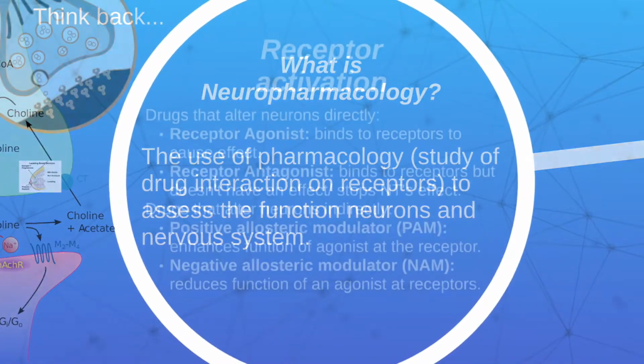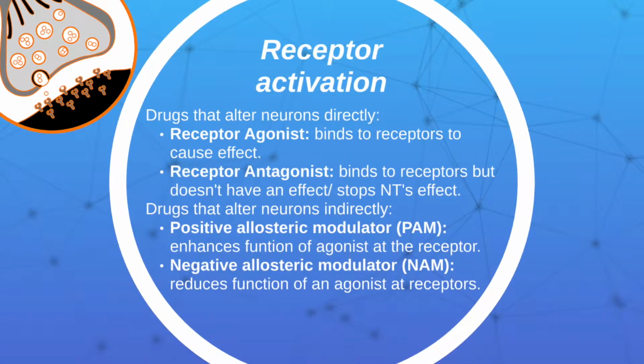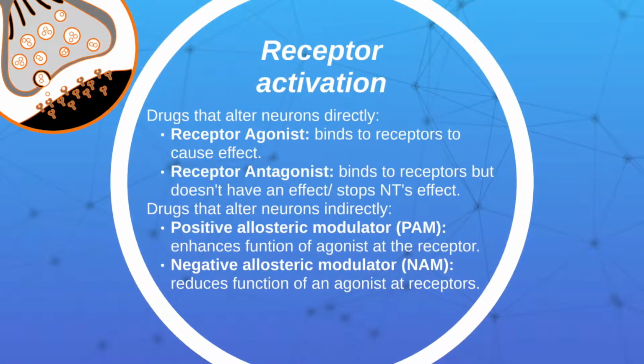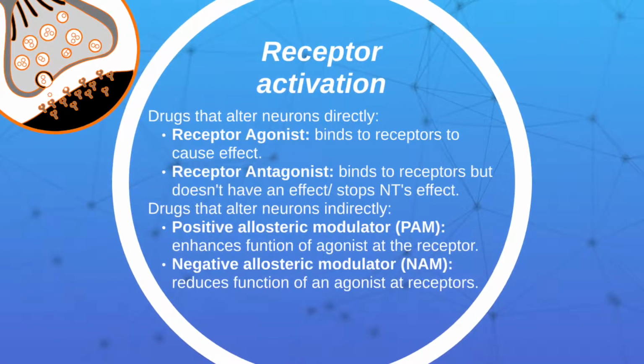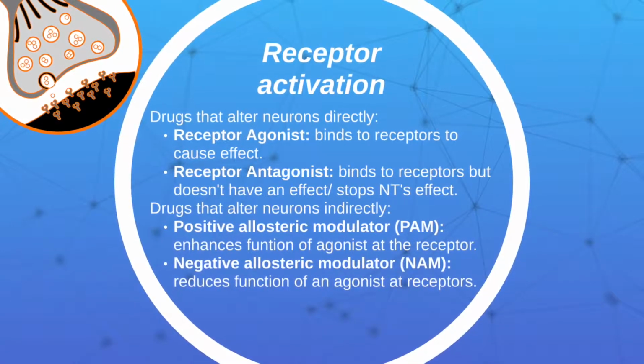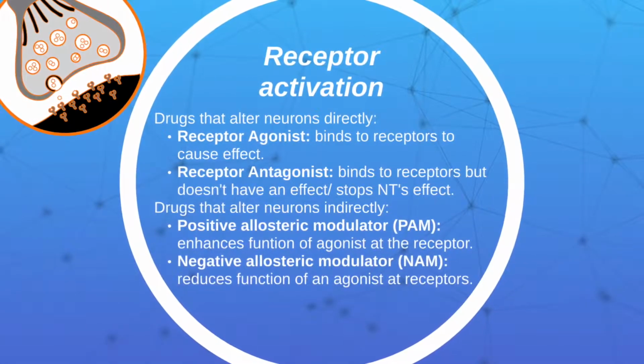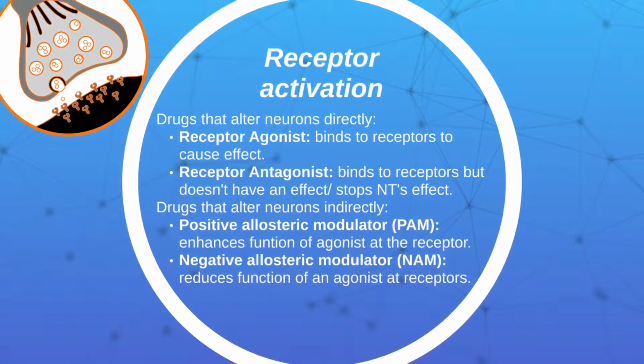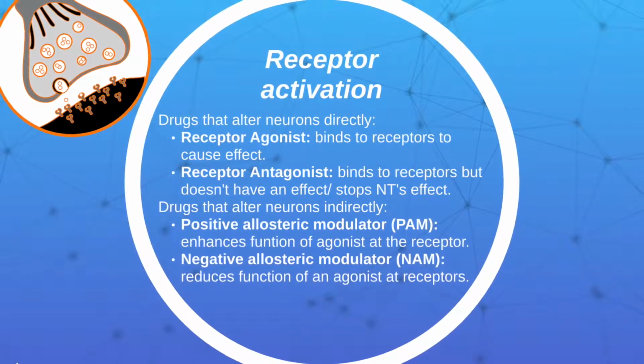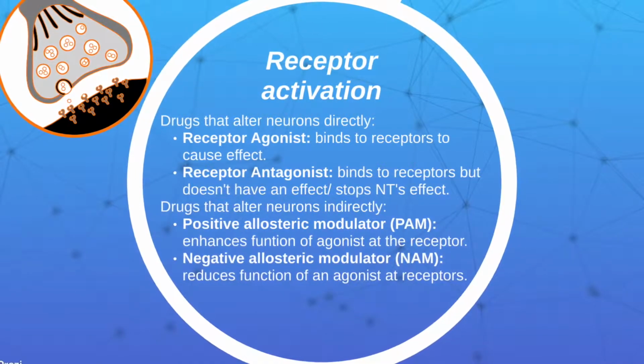and nervous system. We must consider receptor activation, whereby drugs that alter neurons directly can include receptor agonists that bind to receptors to cause an effect, and receptor antagonists that bind to receptors but don't have an effect, and merely stop the neurotransmitter from having an effect as they block the way.